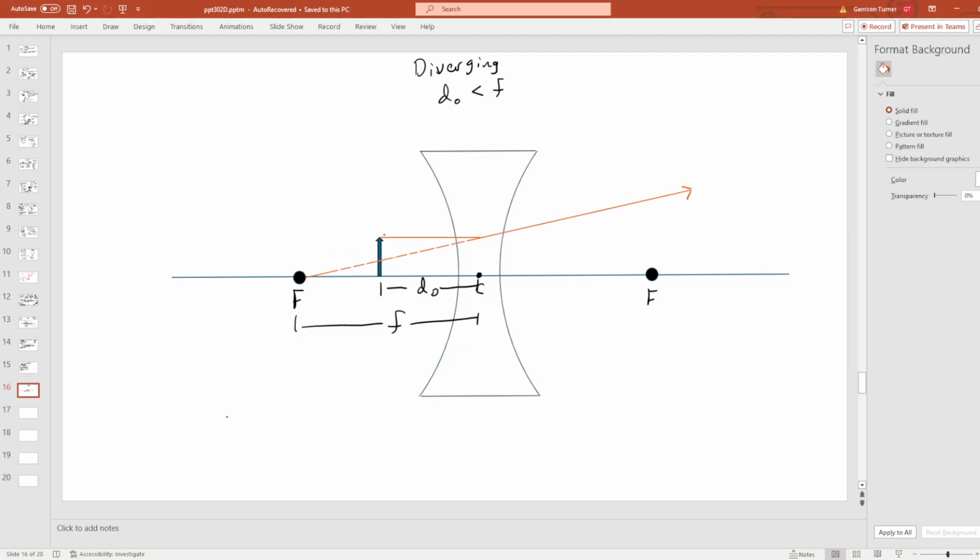The beam going through the center again remains undeflected, so let's draw that one next. And automatically we can tell where the image is going to be. The image is going to be right here. And so our image distance is right here.